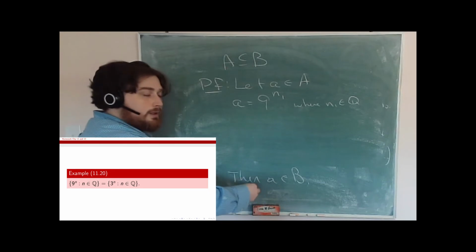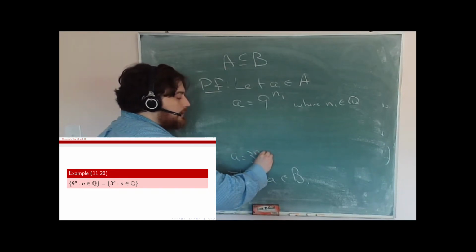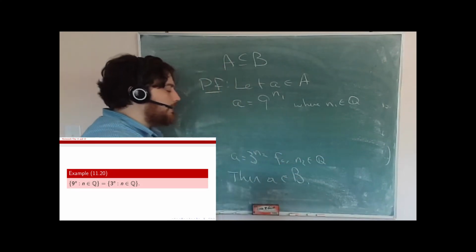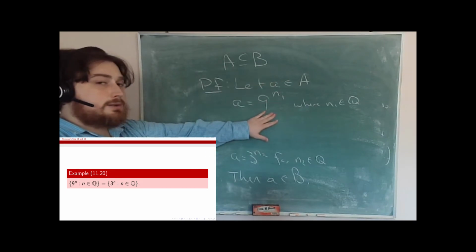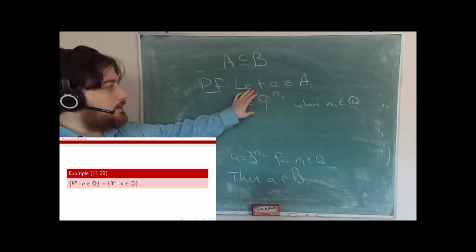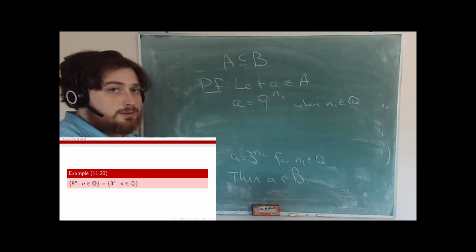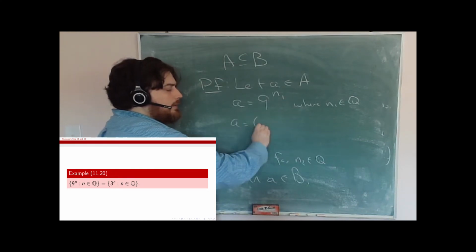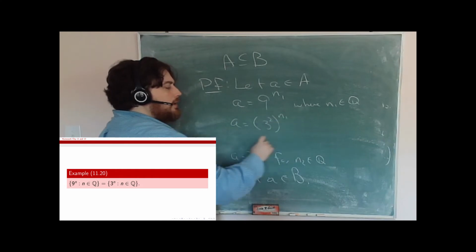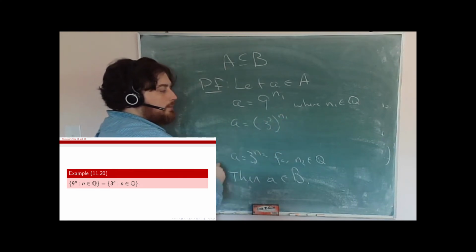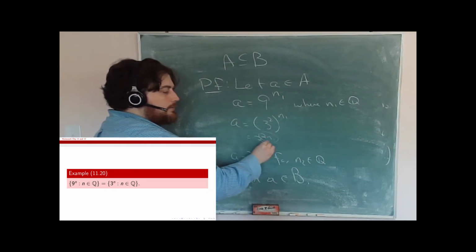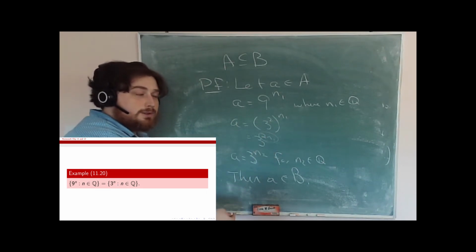In order to be in B, it has to look like a is 3 to the n2 for some n2 in the set of rational numbers. So to be in A, it has to look like this, and to be in B, it has to look like this. So we get to assume it looks like this, and we have to show it looks like this. Now, to get this one out, it just takes a little bit of playing around, but the idea is that I know that 9 is equal to 3 squared. So a is 3 squared to the n1. But if I have an exponent to an exponent, I multiply, so I get 3 to the 2n1.